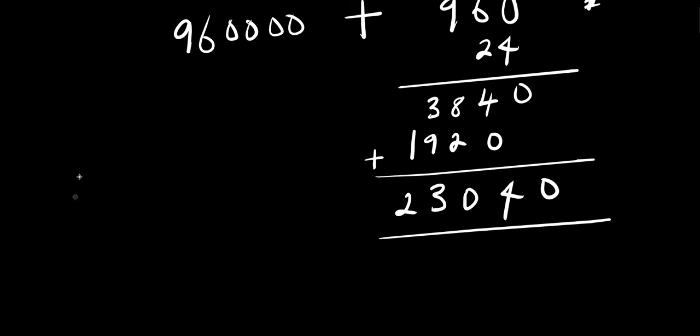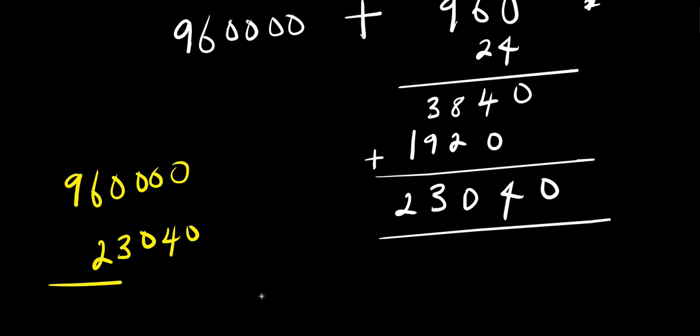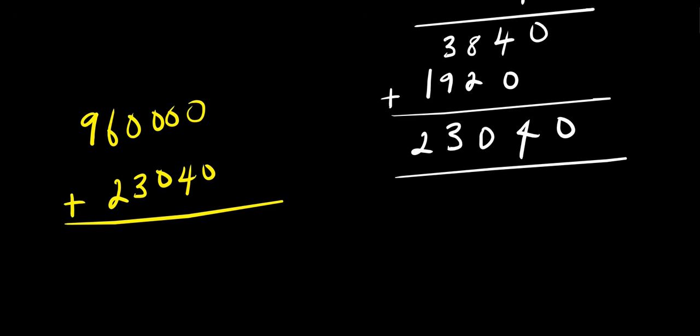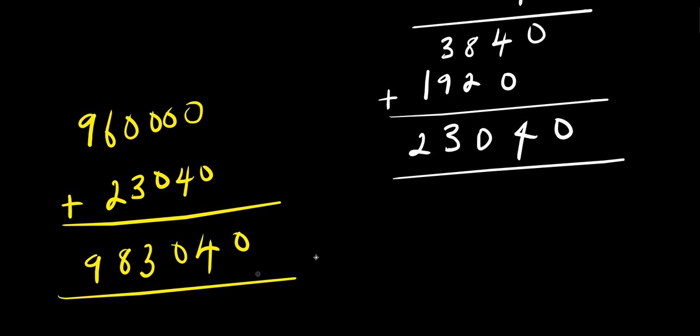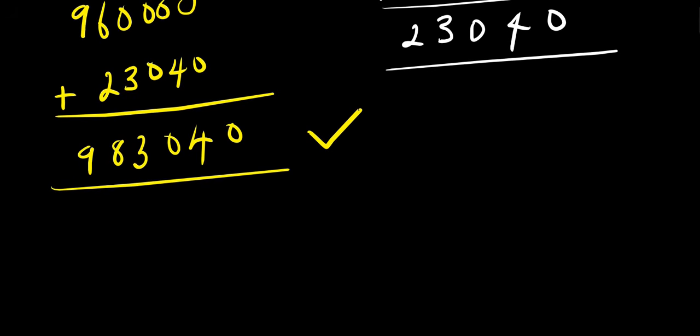So we have 960,000 plus 23,040. We add: 0 plus 0, 0. 0 plus 4, 4. 0 plus 0, 0. 0 plus 3, 3. 6 plus 2, 8. Then we have 983,040. So this is our answer for 16 to the power of 5 minus 16 to the power of 4.